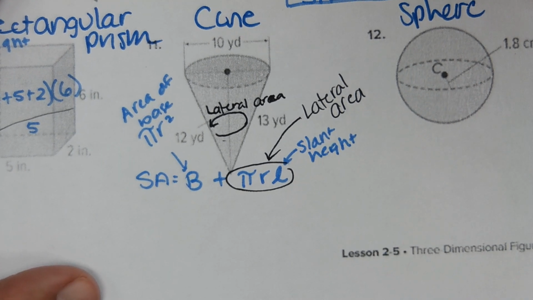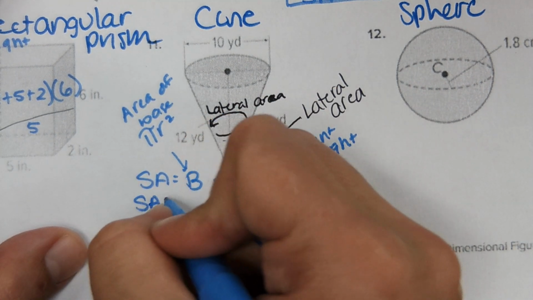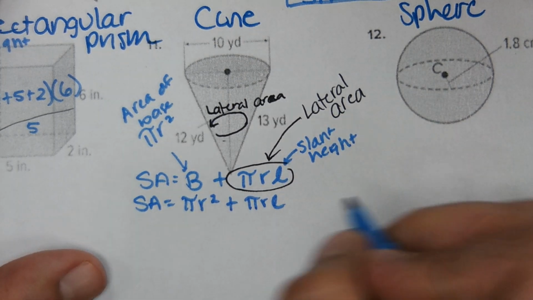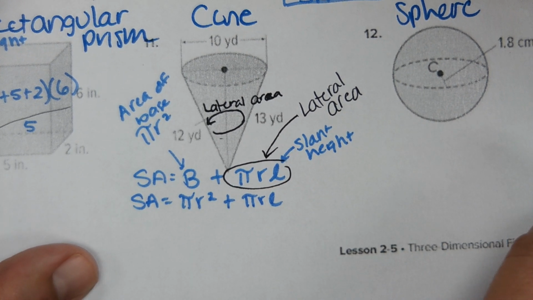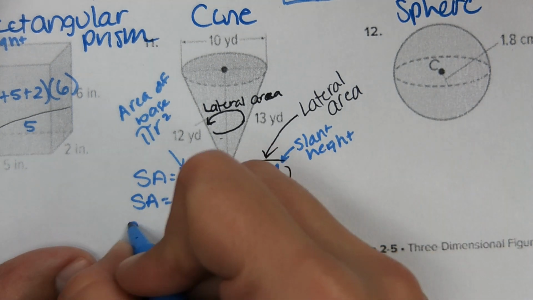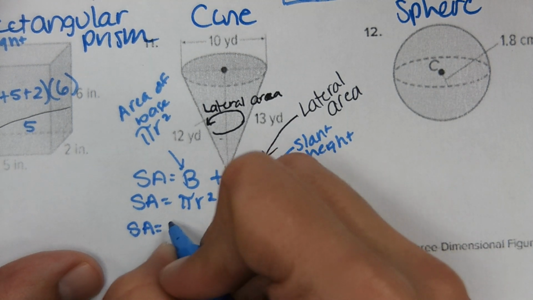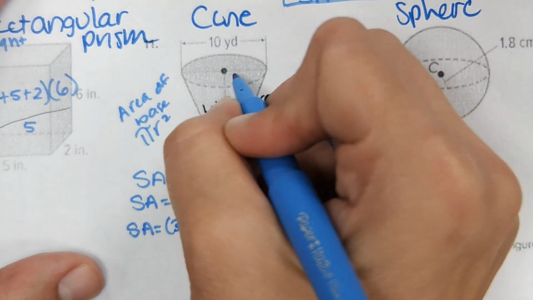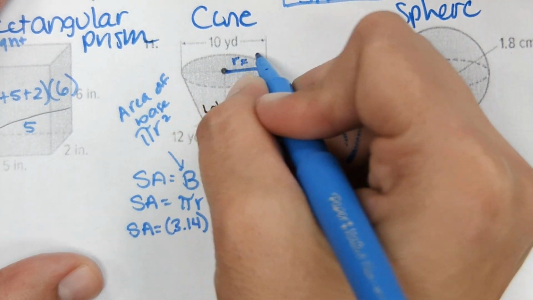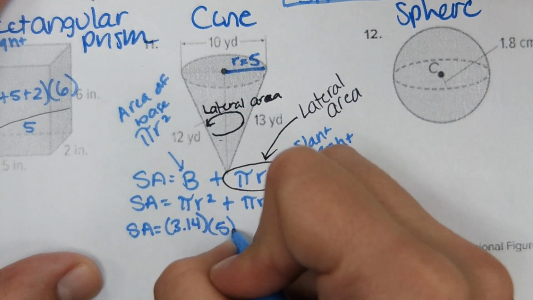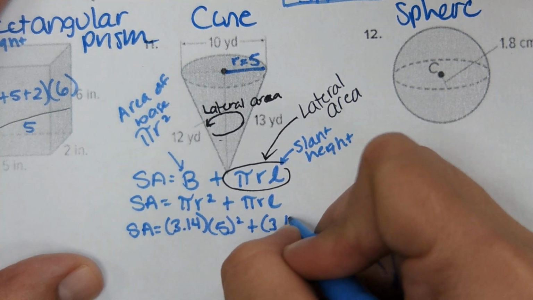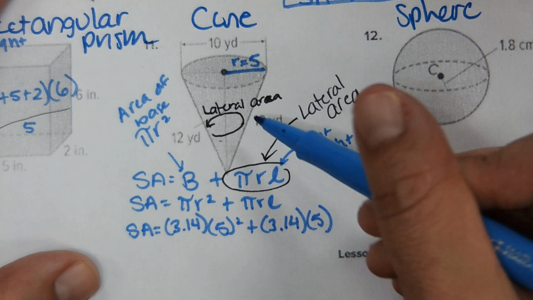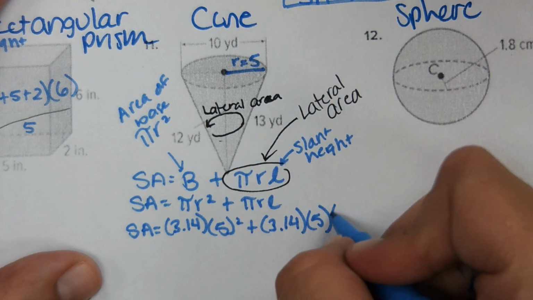Okay, so now that we know all that, we have pi r squared for area of the base plus pi r L. And then I will start plugging numbers into this. I'm going to use 3.14 for pi. Radius, it shows diameter is 10, so radius would be 5. And then L, slant height, it shows it right here is 13.